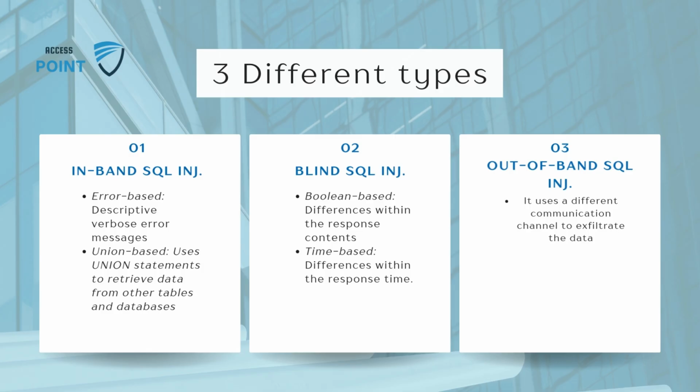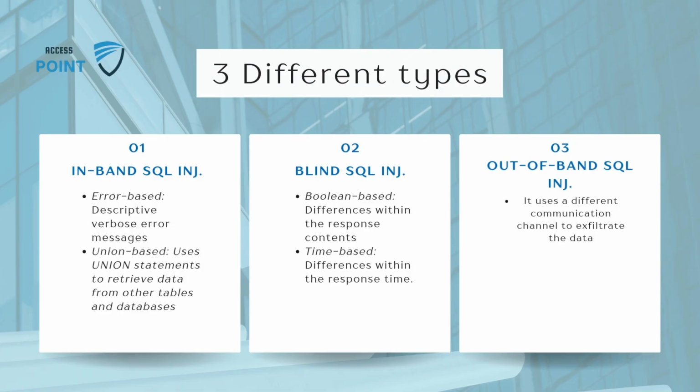Think of it like this. In-band is a direct conversation. Blind is tapping on a wall and listening for a yes or no. Out-of-band is when you slip the database a secret note, telling it to send the answer to a completely different address. The name out-of-band means the attacker uses a different network channel to get the data out.